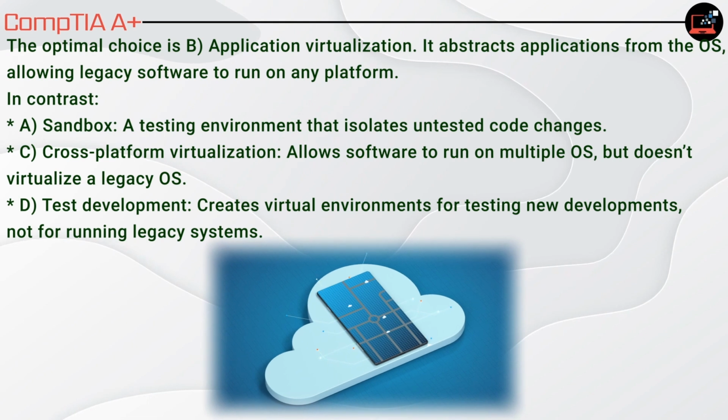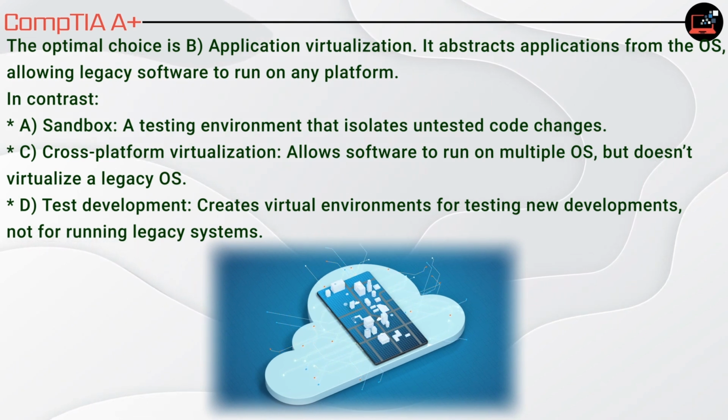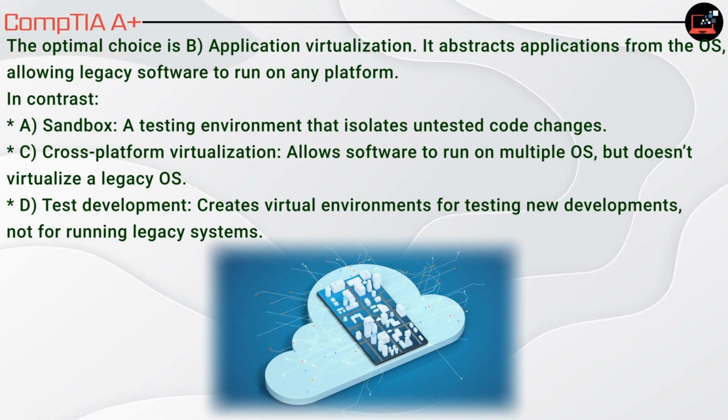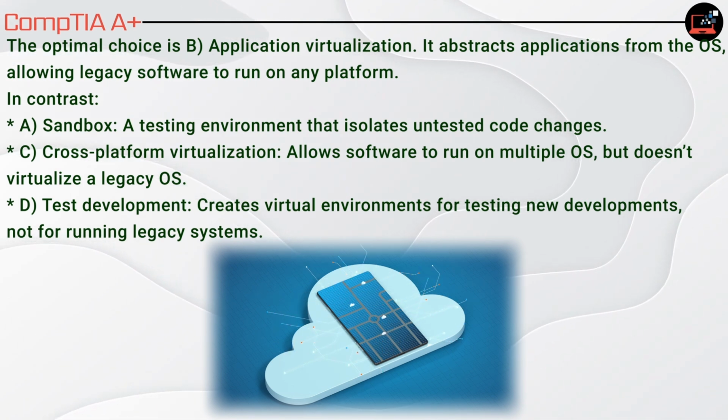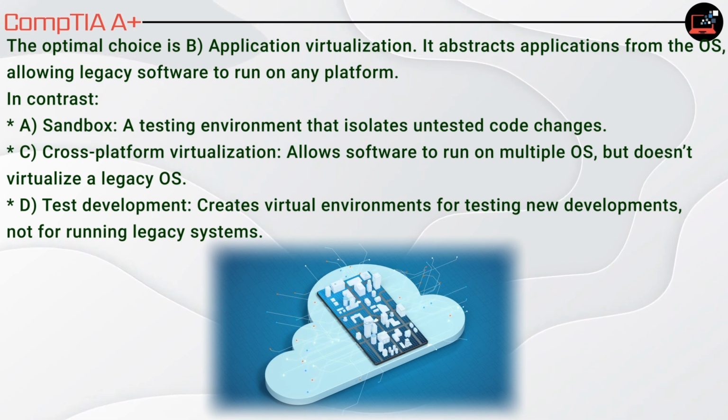The optimal choice is B. Application virtualization. It abstracts applications from the OS, allowing legacy software to run on any platform. In contrast, A. Sandbox, a testing environment that isolates untested code changes.